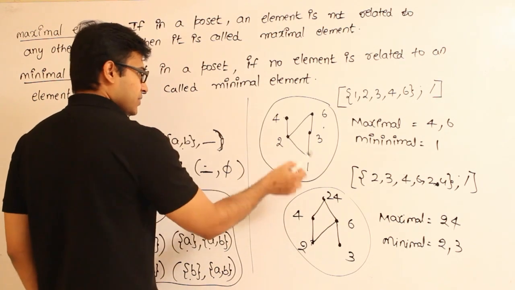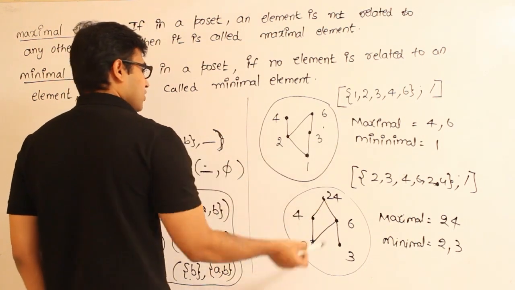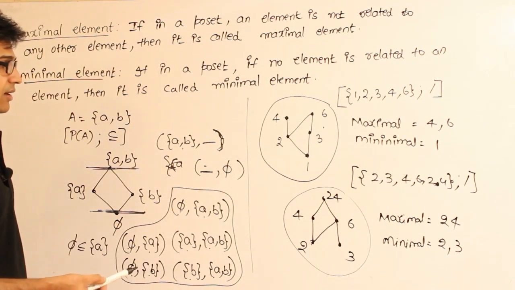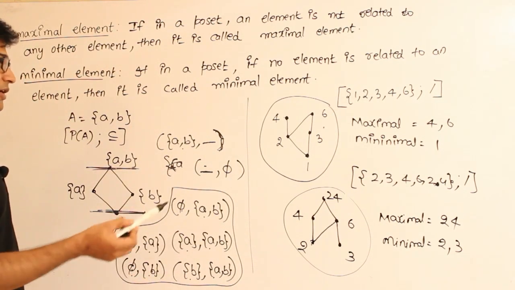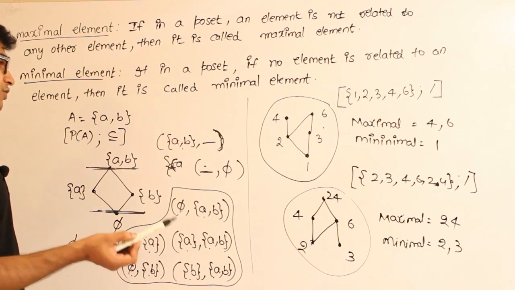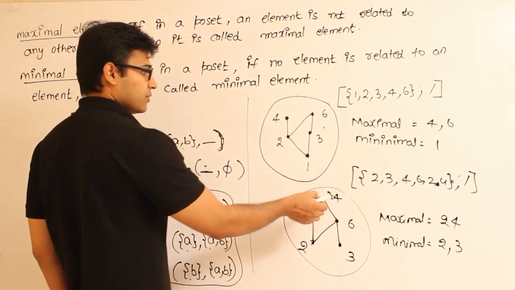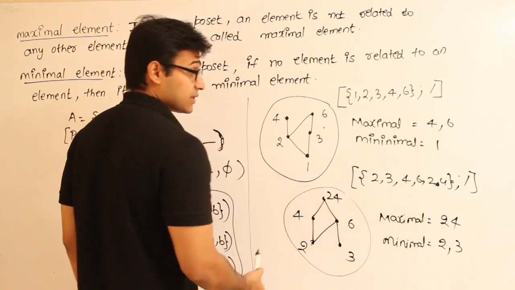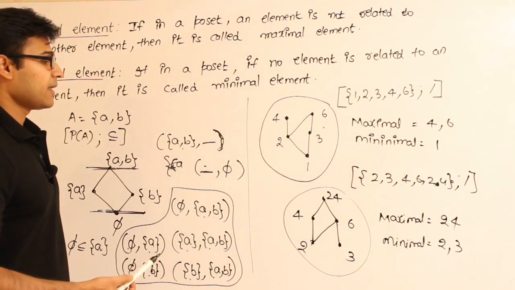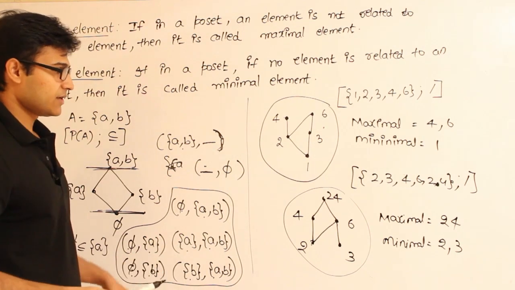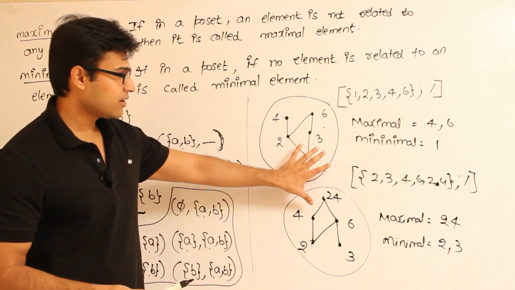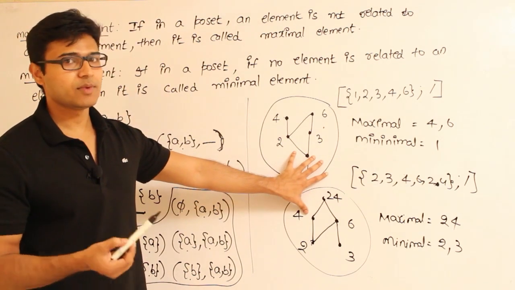So these are the examples in which maximal elements are 2, minimal elements are 2, and you can even form examples in which maximal elements and minimal elements both will be more than 1. For example, if you remove 24, then the maximal elements are going to be 4 comma 6. Got it? So what I mean to say is, these maximal and minimal definitions are applicable even for a poset, need not be a lattice.